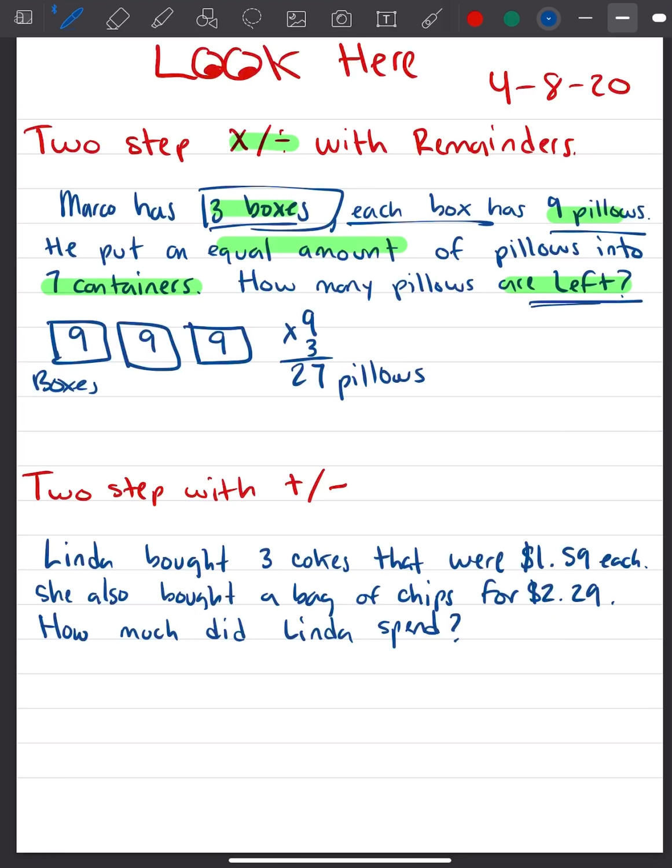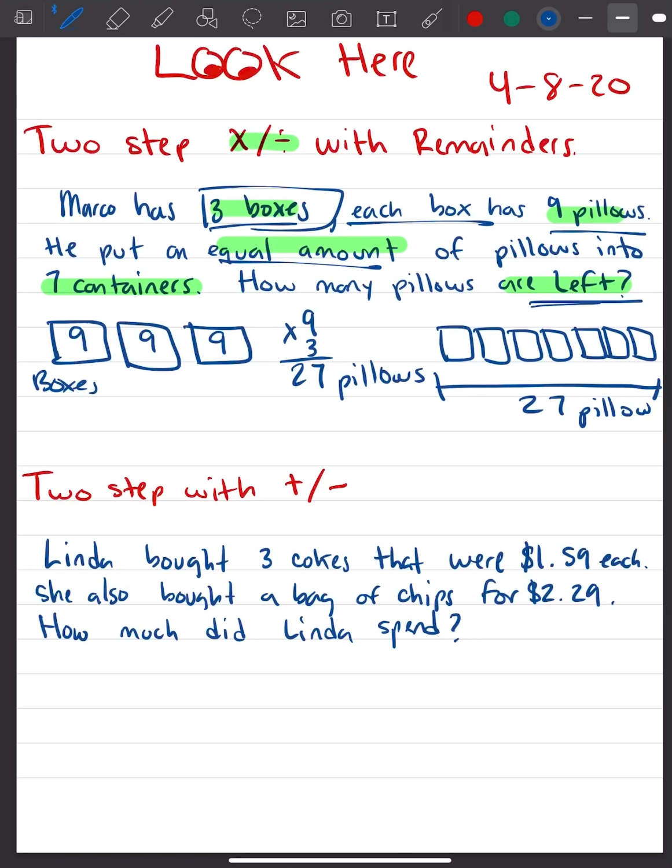Now, this is what you can do here, guys. I'm going to draw my 7 containers. 1, 2, 3, 4, 5, 6, and 7. Those are my 7 containers. You don't know what's inside of each container, but you do know your total. What's your total? 27 pillows.